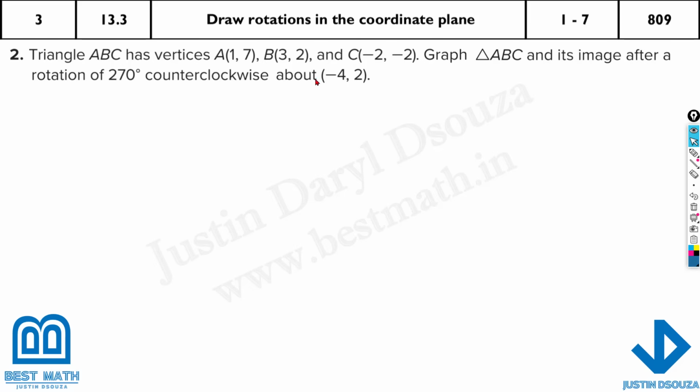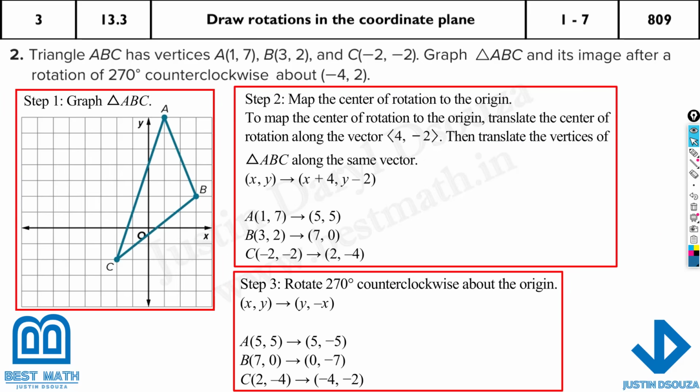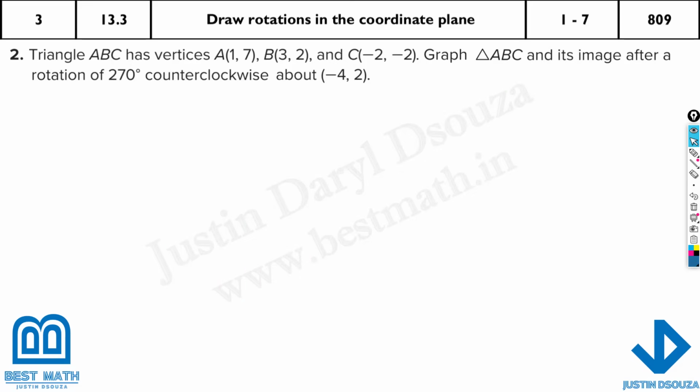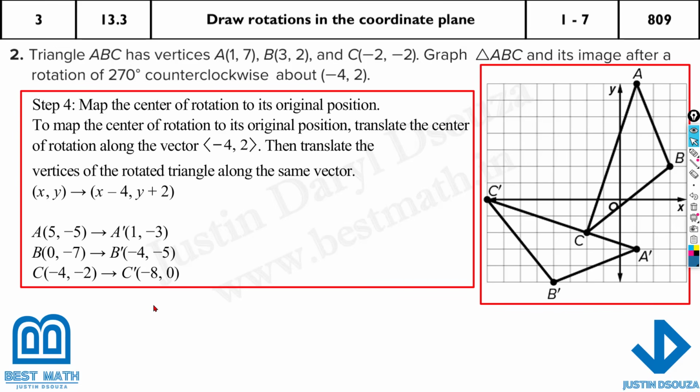Again, it's a triangle, and this is the point. 270 degrees, we had already done this. Just remember the formula for 270 degrees. It is y, -x, the swapping, right? It swaps and the second part becomes negative. So you can see here, the detailed method is also there. And here we go. These are the rotated points.